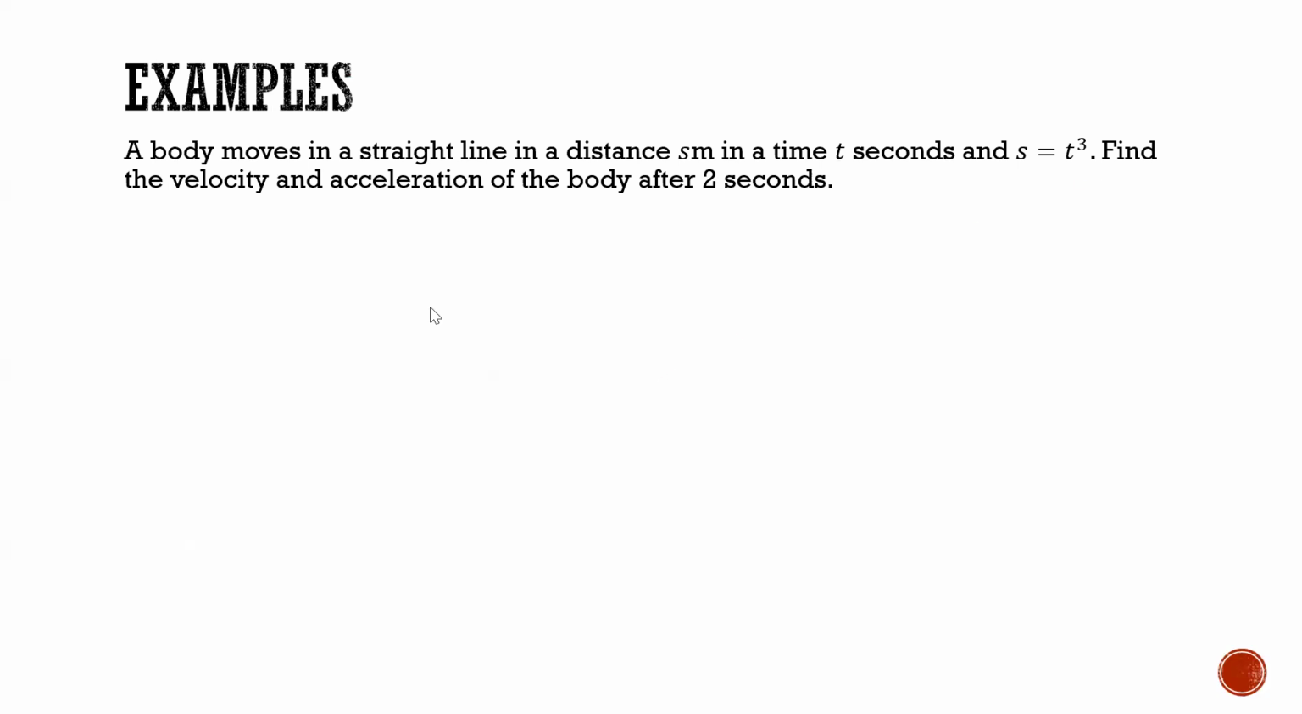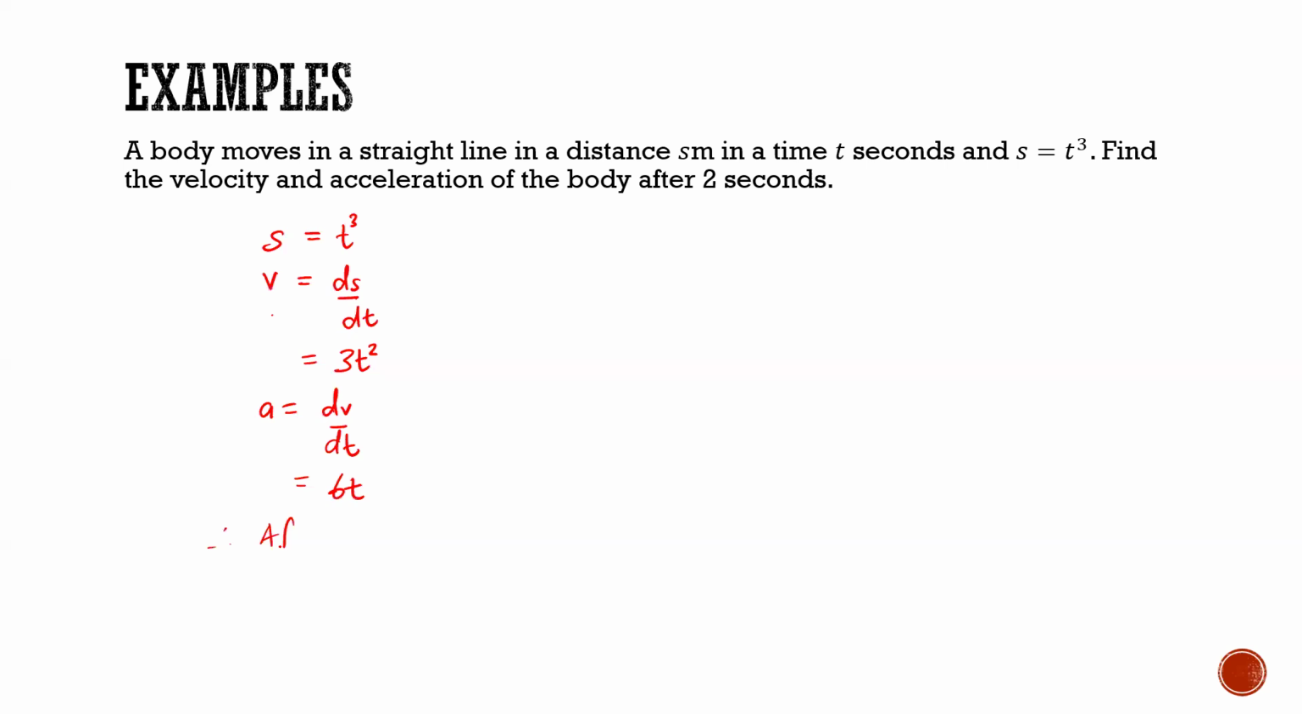A body moves in a straight line a distance s meters in a time t seconds, and s is given by t cubed. Find the velocity and acceleration of the body after 2 seconds. So s is equal to t cubed. That's the equation of our displacement. The velocity at any time is given by ds/dt, so when you differentiate t cubed, you get 3t squared. The acceleration is dv/dt, which is the derivative of 3t squared with respect to t, which is 6t.